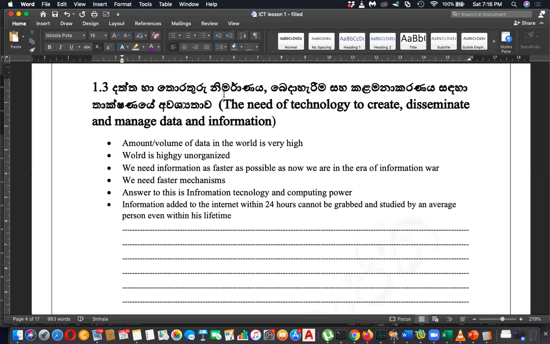So think about the information, think about the information war. So how can we, so then that is the speed.